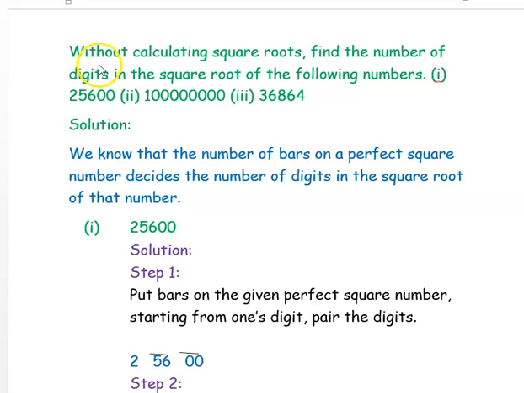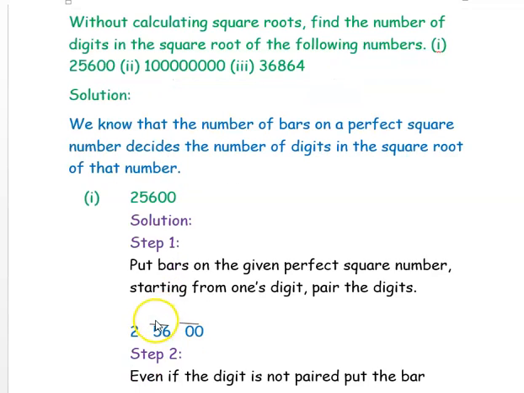Let's see a few more examples. Without calculating the square roots, find the number of digits in the square root of the following numbers. So the first number given is 256 hundredths. Okay, so we know that the number of bars on a perfect square number decides the number of digits in the square root of that number. So we are using this method. We are going to verify our answer for one of our questions with the previous method, the formula method. So the first question is 256 hundredths.